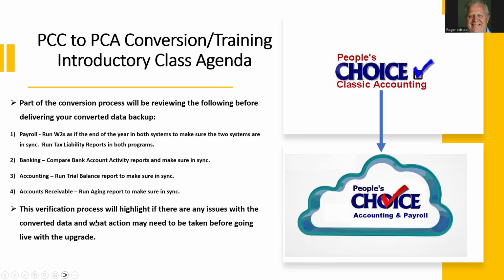People's Choice Classic is an older program, and there are a lot of different things that have come up when we've done some conversions. And so doing this as a two-stage conversion, if there are some issues that we haven't run into before, we'll at least know what we need to deal with when we go to convert the data before going live.